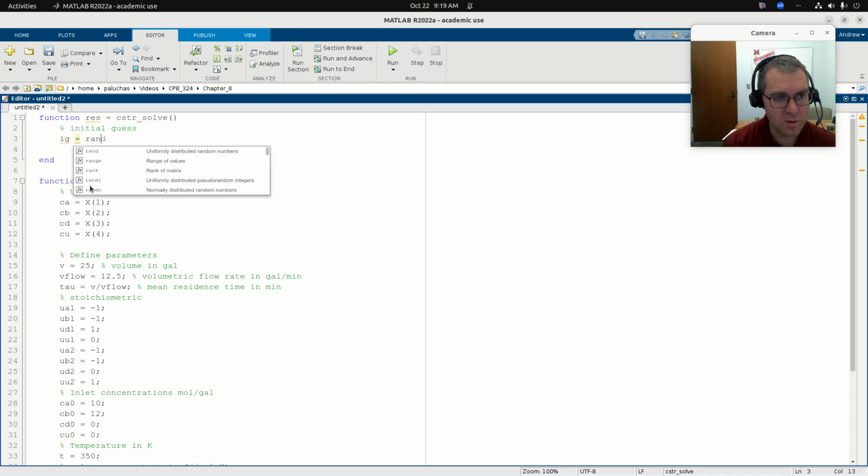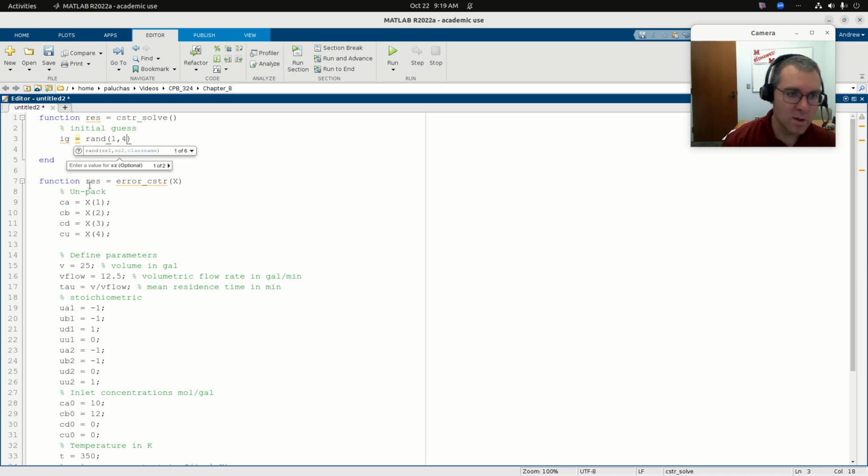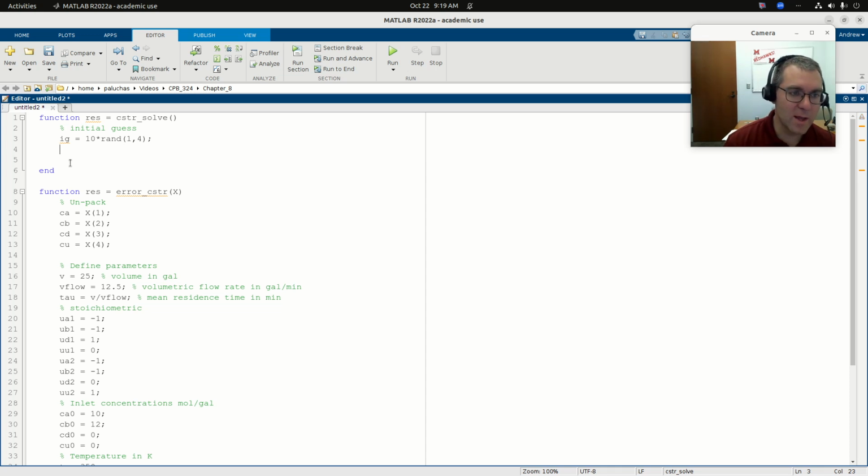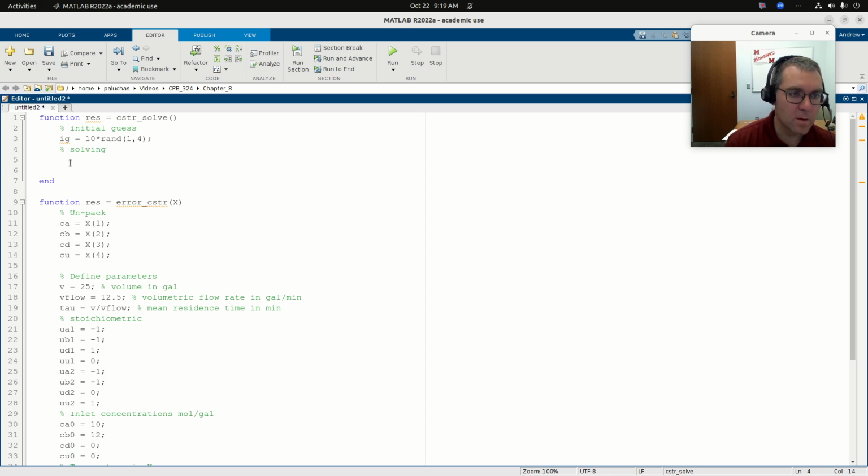So what I'm going to do is use a random number generator and just randomly generate concentrations for my 4 elements. So rand is between 0 and 1. I'm going to multiply by 10, and so that's going to be a vector of random numbers of length 4 between 0 and 10. I'll use that as my initial guesses. So res is going to be equal to fsolve, and then it'll be at CSTR, and then I will give it my initial guess, IG. Okay.